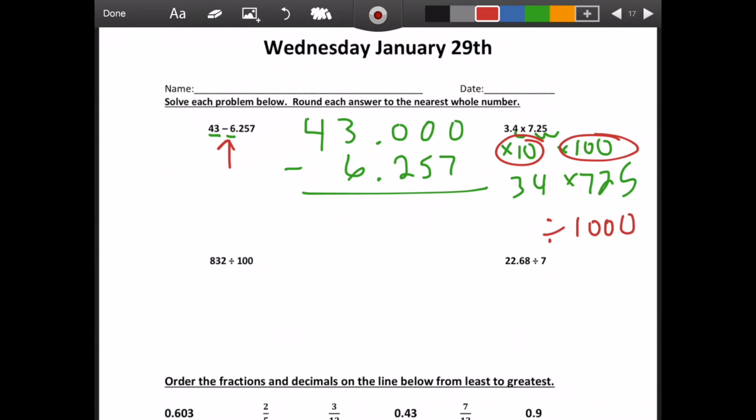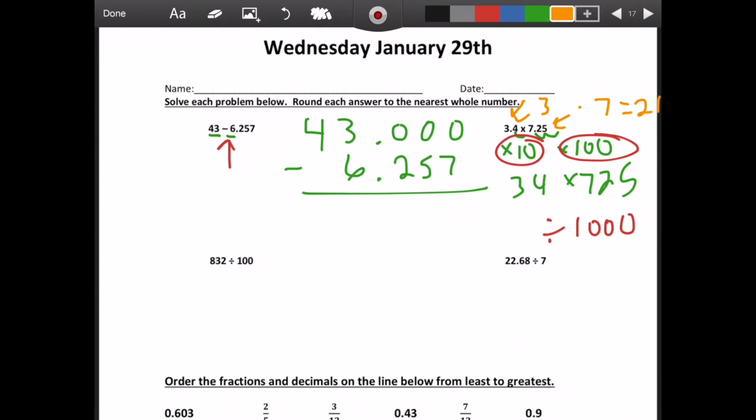Now, one thing I do want you to keep in mind is notice this number 3 4/10 is about 3, and 7 25/100 is about 7. So I know my answer is going to be about 21, which would be 3 times 7. So think about that as you're going along too.